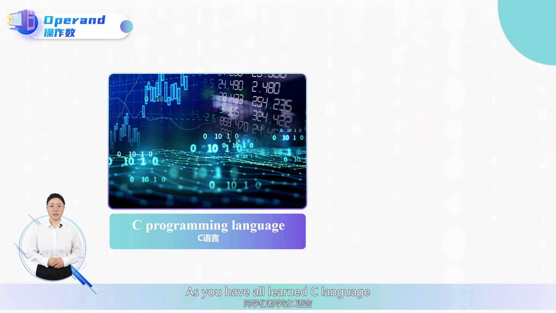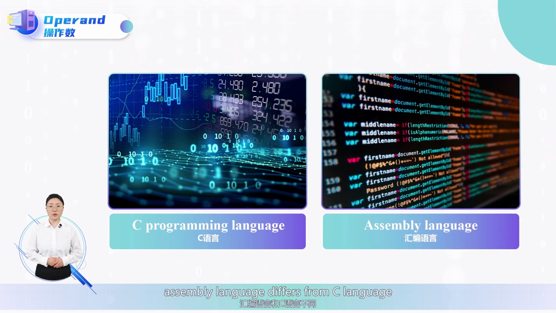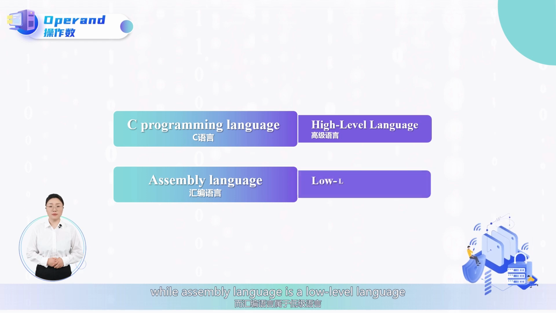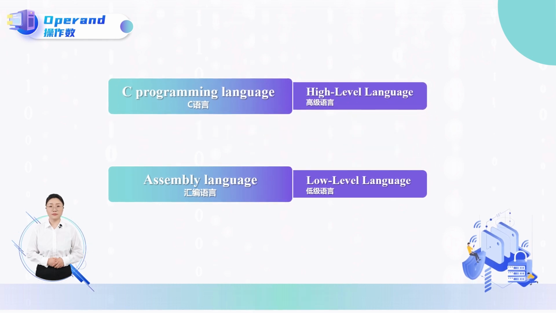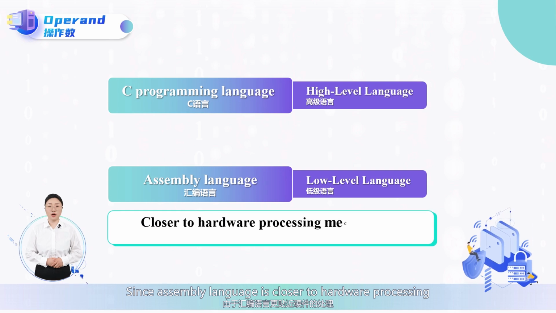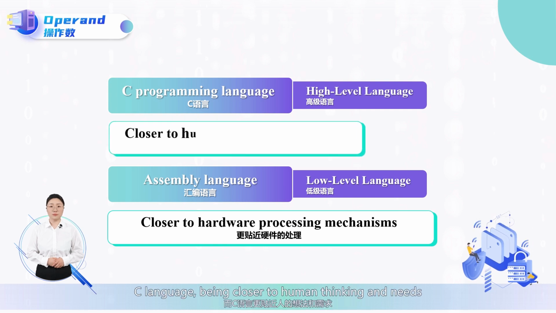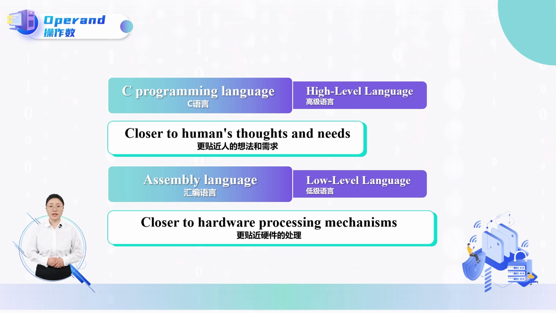As you have all learned C language, assembly language differs from C language. C language is a high-level language, while assembly language is a low-level language. The terms high-level and low-level here are defined relative to hardware. Since assembly language is closer to hardware processing, it is a low-level language. C language, being closer to human thinking and needs, is a high-level language. Learning assembly language helps you better understand the processing performed by computer hardware.